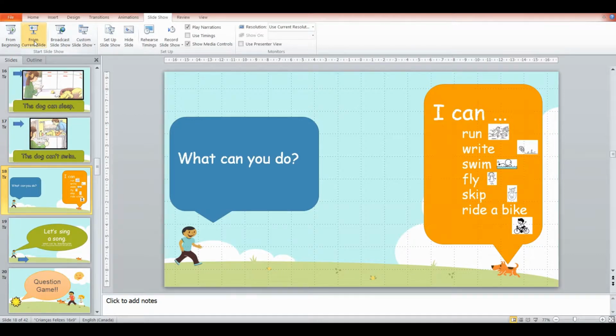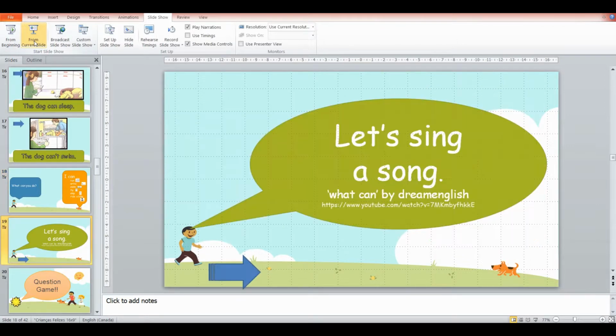Then I'll ask a more open-ended question of what can you do, and before I get the students to answer this question, I will demonstrate that what I say I can run, I will also act out a little bit as well, so that students get to understand that they can say and act out the actual sentences. So I'll ask half a dozen students or so and get them to act out and say their sentence. Then we'll go back into a song.